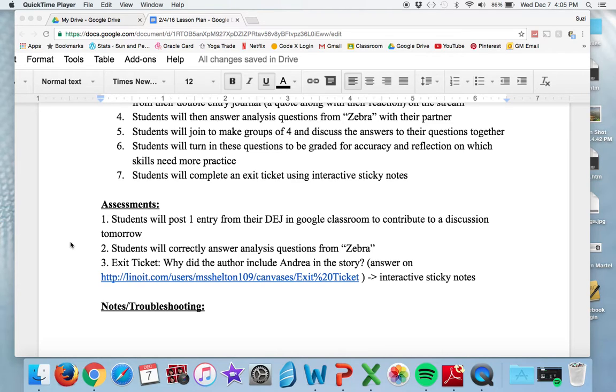Next, we have the assessments. How will I be assessing student understanding and learning today? So the first way, students will post one entry from their double entry journal in Google Classroom to contribute to a discussion that we'll have tomorrow about the story. Number 2, students will correctly answer the analysis questions from Zebra. And then thirdly, they will correctly complete the exit ticket, which is an interactive sticky note.